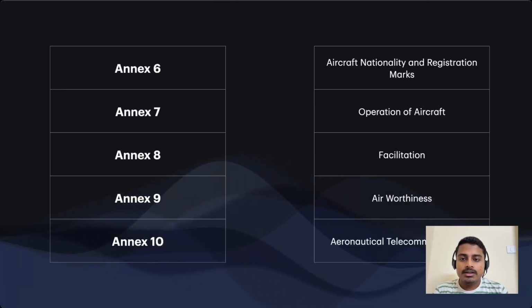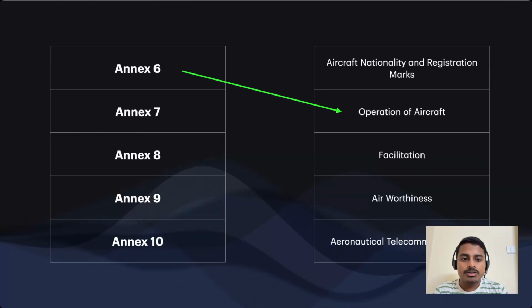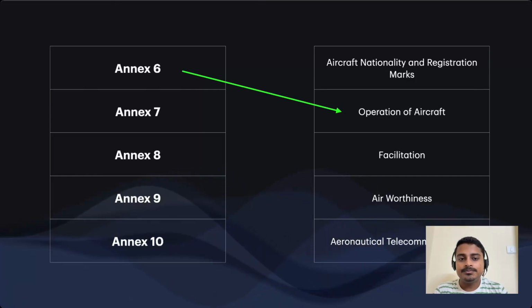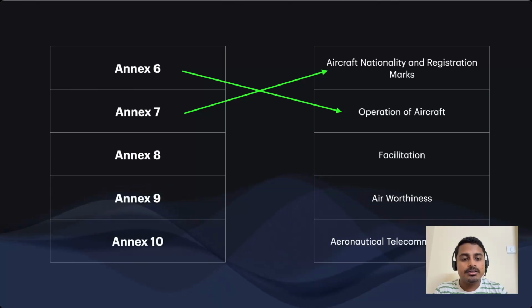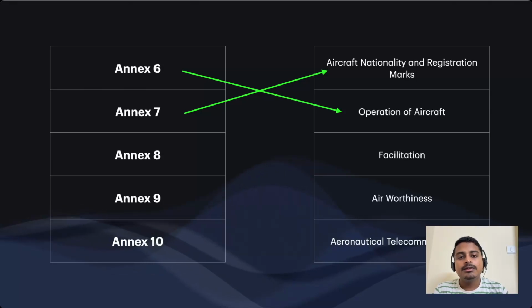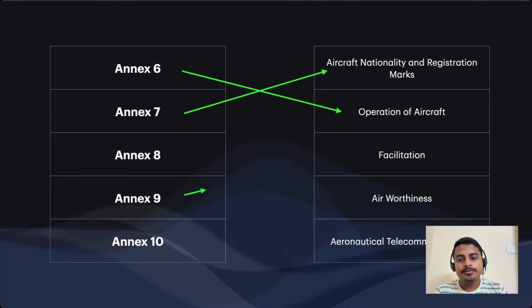Annex 6 is for operation of aircraft. It talks about how the aircraft are operated. Annex 7 talks about the aircraft nationality and registration marks. We will be going through this in great detail in the next chapter. So yeah, Annex 7 talks about aircraft nationality and registration marks.